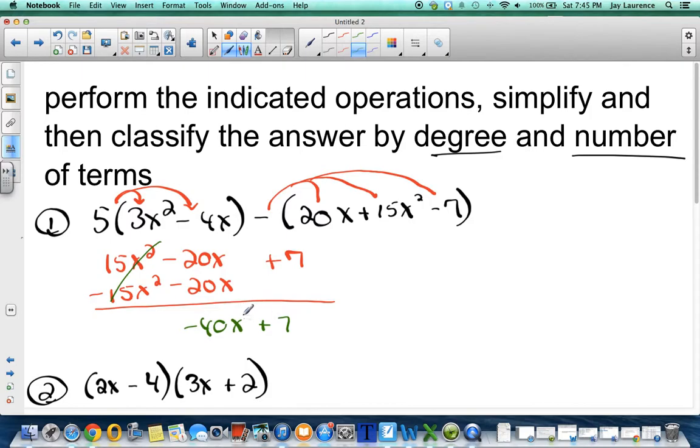And its degree is 1, right? Remember that invisible 1 right there? There it is. So that makes it linear. Well, you probably can't read that very well. That makes it linear. And there are 2 terms, which makes it a binomial, a linear binomial.